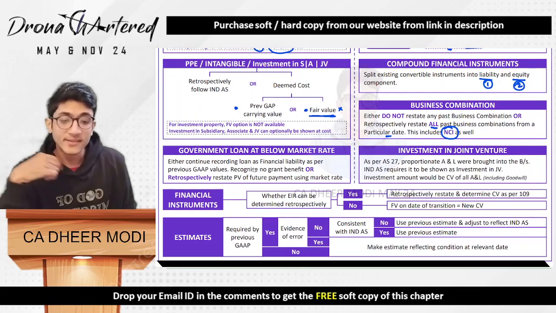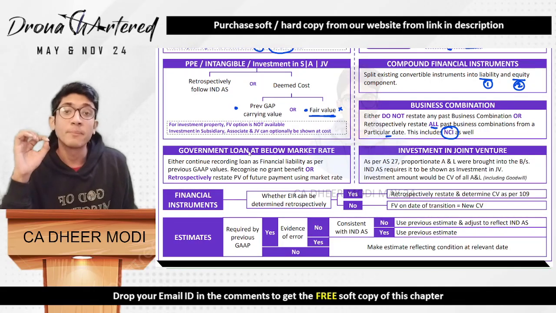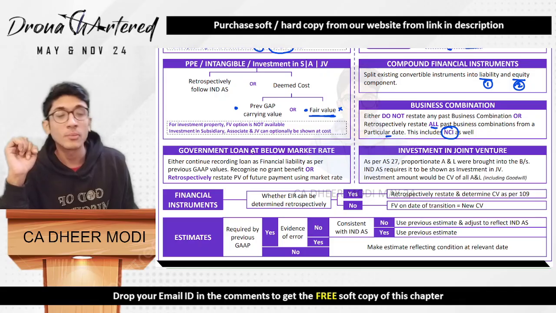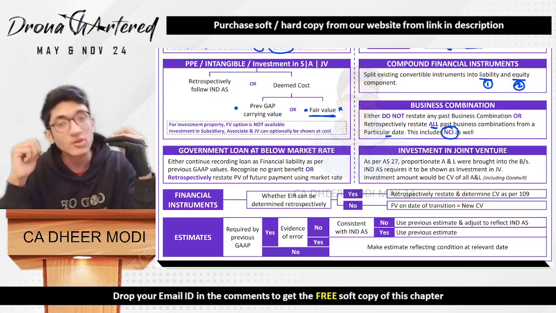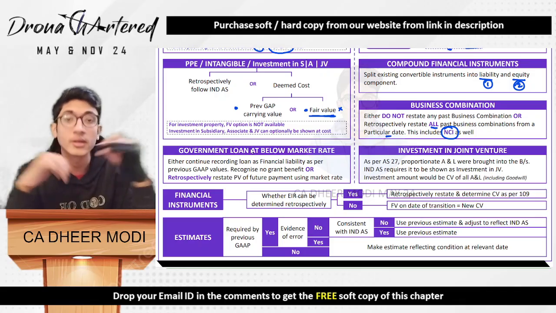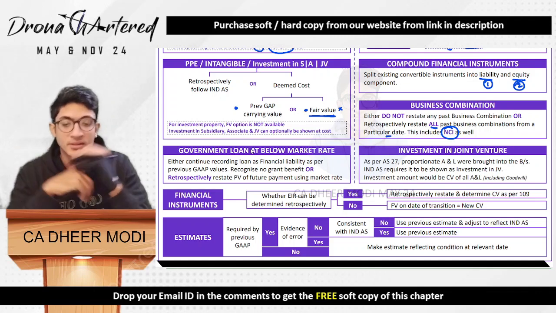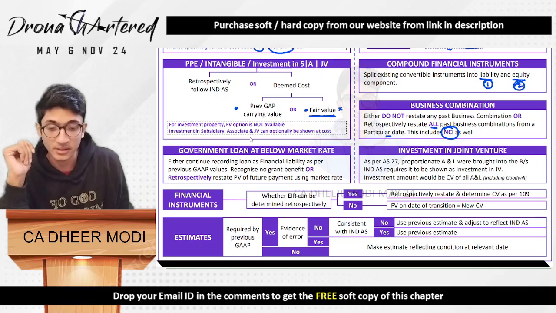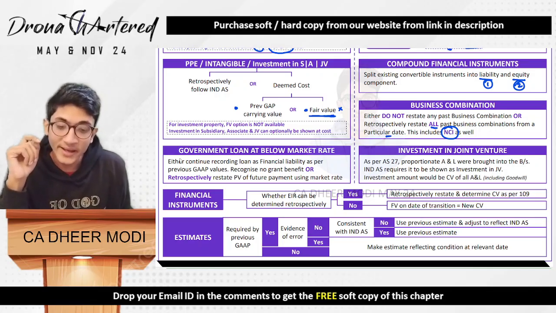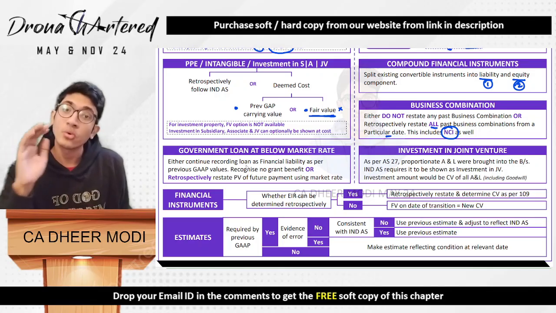Great. Next is your government loan at below market rate. Say, for example, you got a loan from the government at 5%, but the actual market rate of the loan is, say, 12%. So you got it at a discount of 7%. So you will have two options. You either continue recording the loan as a financial liability.